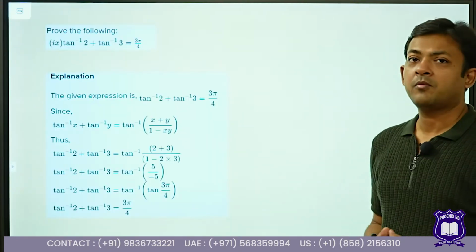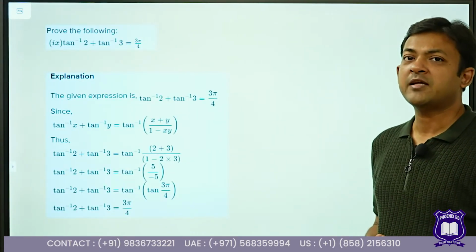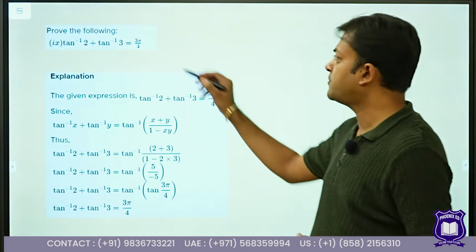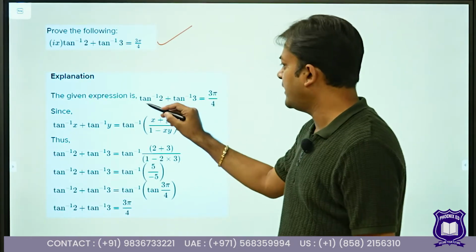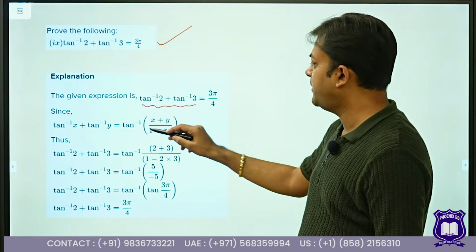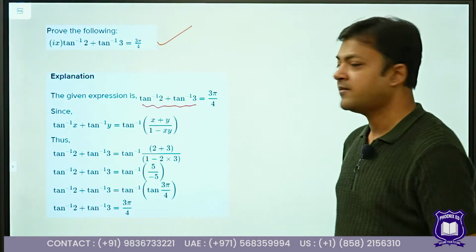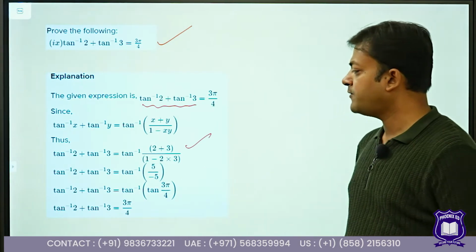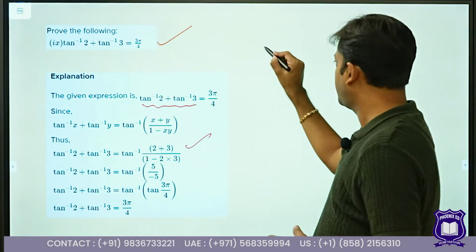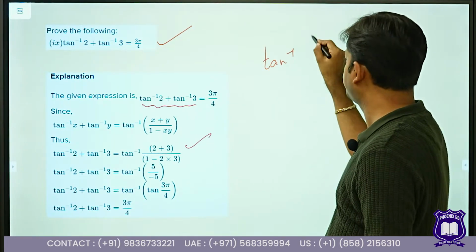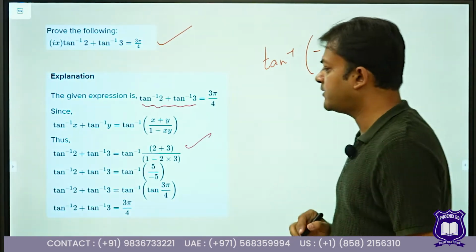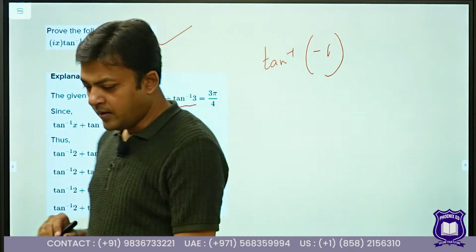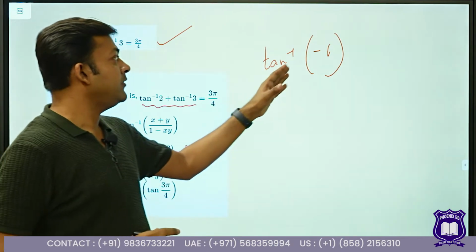In this particular problem, we need to prove that tan inverse 2 plus tan inverse 3 is 3 times pi by 4. Now tan inverse 2 plus tan inverse 3 will be tan inverse of (x plus y) by (1 minus xy). Putting the values, we get tan inverse 5 by minus 5, which is tan inverse minus 1. Now this is where the trick in the question lies. We got a value of tan inverse of minus 1.